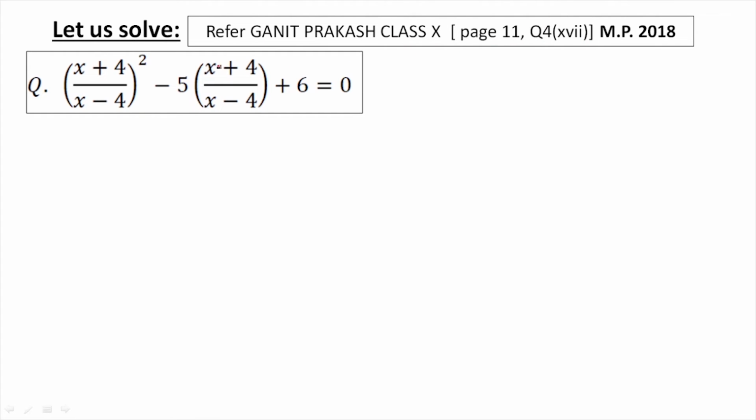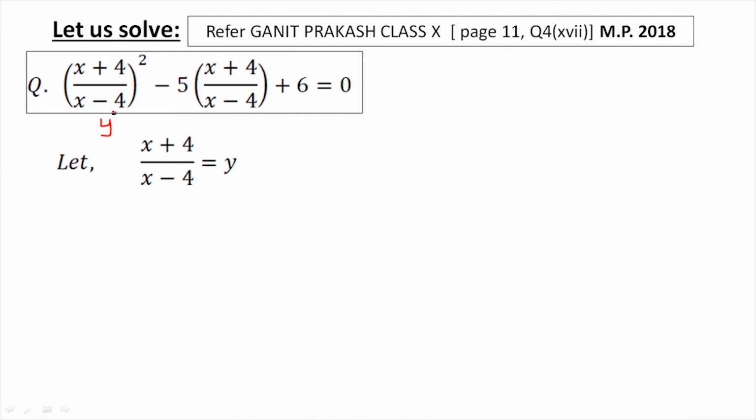The question says: x plus 4 divided by x minus 4, whole square, minus 5 times x plus 4 divided by x minus 4, plus 6 equals 0. Here I see that this complicated term, x plus 4 divided by x minus 4, is being repeated. Whenever a complicated term is repeated, we assume it to be some other variable. So let x plus 4 divided by x minus 4 equal y.